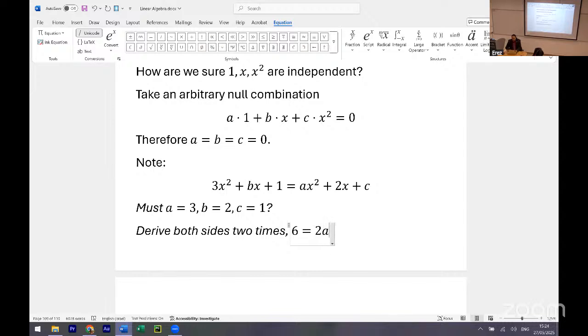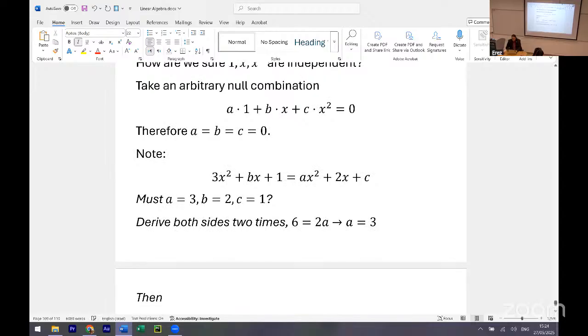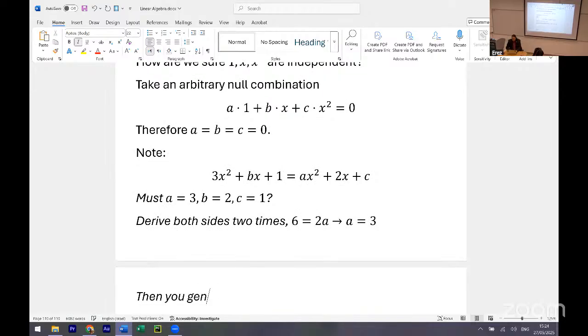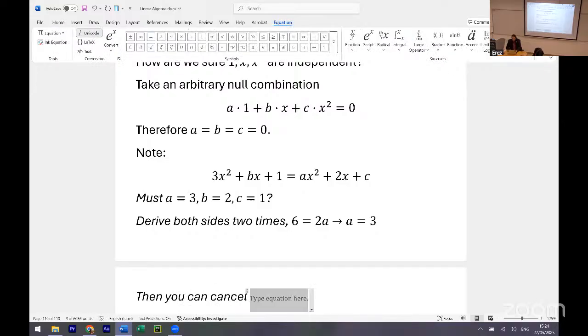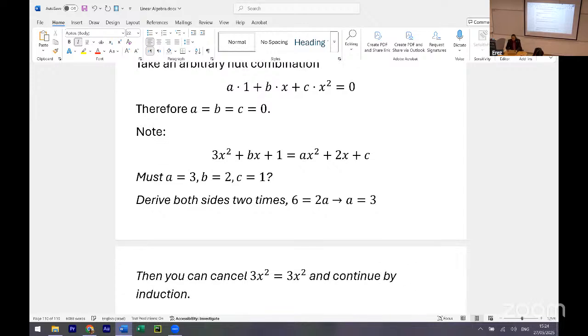Okay. And therefore, A is 3. Then you can subtract, then you can cancel 3x squared equals 3x squared, and continue by induction. Yeah. There are other ways to prove that, but that's a very calculusy way to do it.